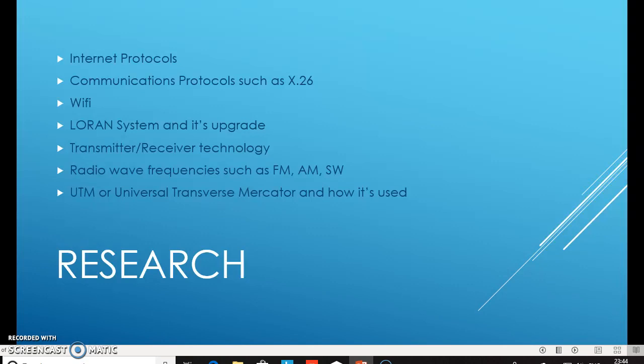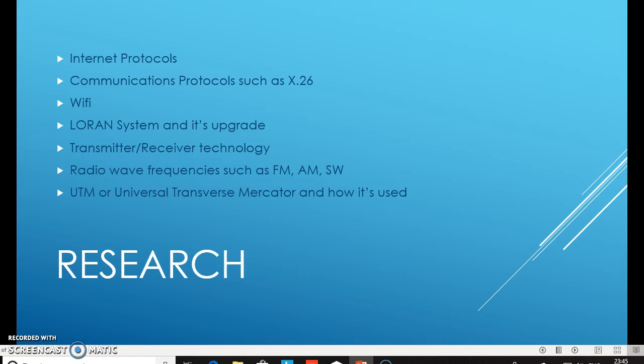Find out what internet protocols are and how they are used. Research communications protocols such as X26, and how it's used to connect your computer or mobile device to the internet. Research what Wi-Fi is. For example, if you go to McDonald's and they have free Wi-Fi access, it's not magic. There are processes and procedures put in place so that your device is connected to their network.